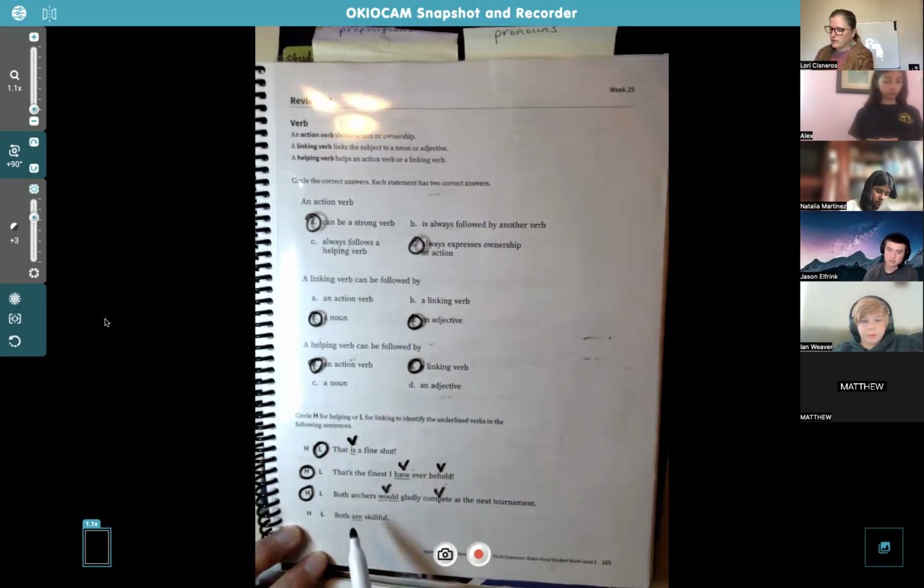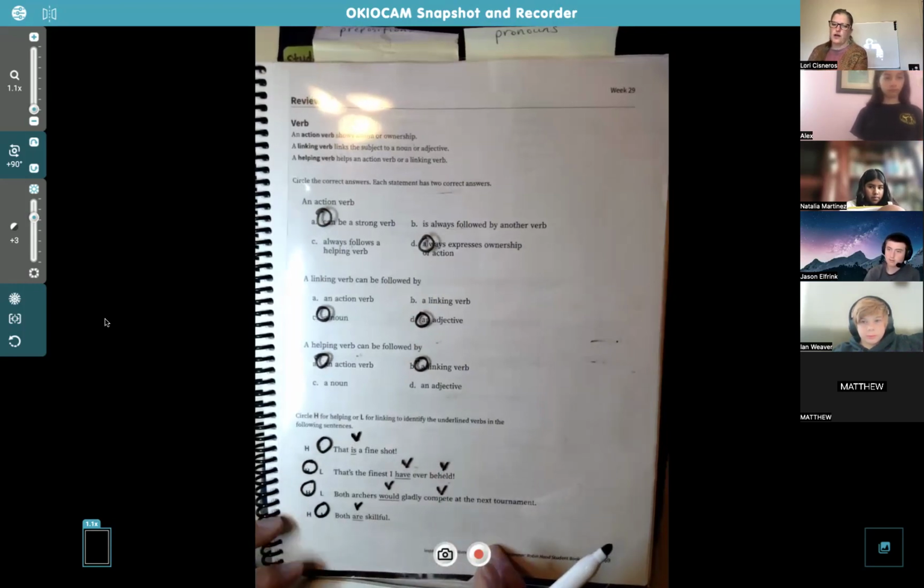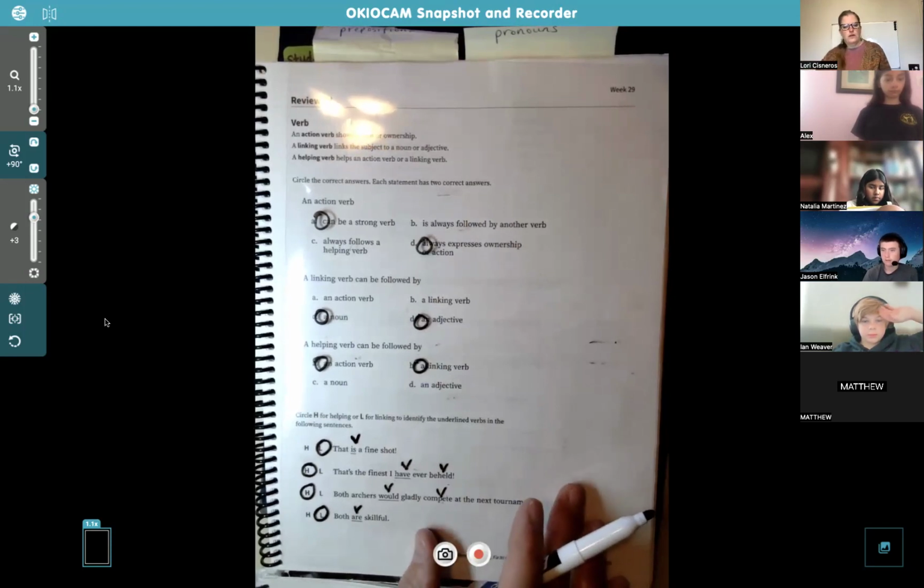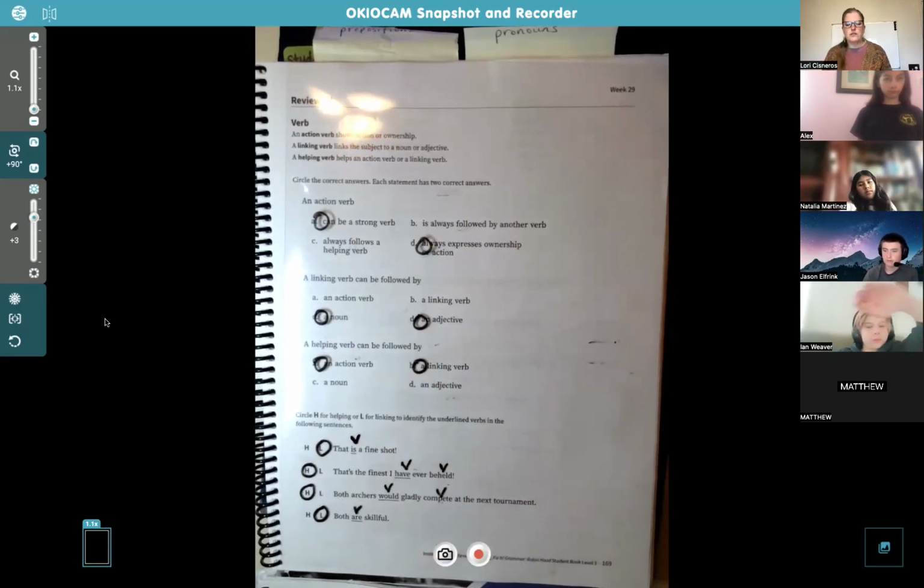Both are skillful. Good. Are is the verb, but what kind of a verb is that? Is there another verb with it? A linking verb. Good, because there's no other verb with it. So it's not helping another verb. It's just by itself. So that means it's linking. Hopefully that helps a little bit.